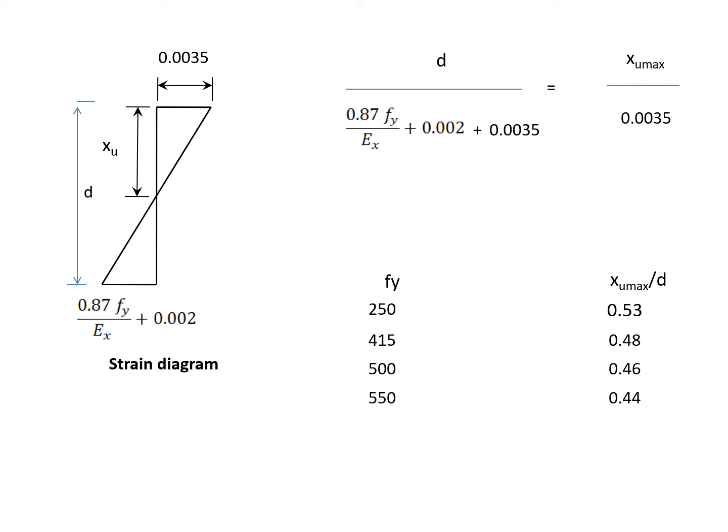See, this is a strain diagram, and this is the left hand side of the equation. It is simply similar triangles, this formula, and from this you can work out XU maximum by D for any Fy. Es is constant for steel, with the value 2.1 into 10 raised to 5 Newton per mm square. That's right.